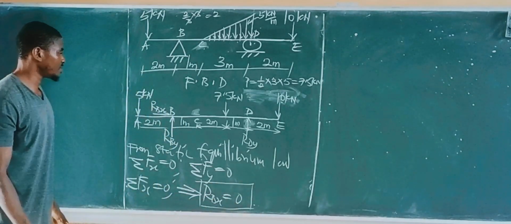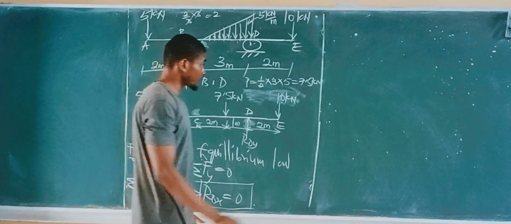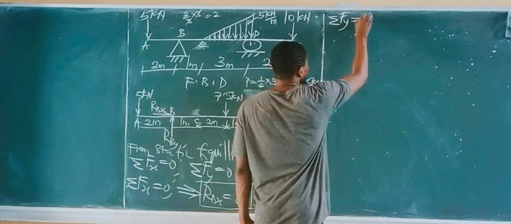Okay, so that's the first. The next is to employ the second equilibrium law: summation F of y equals 0.